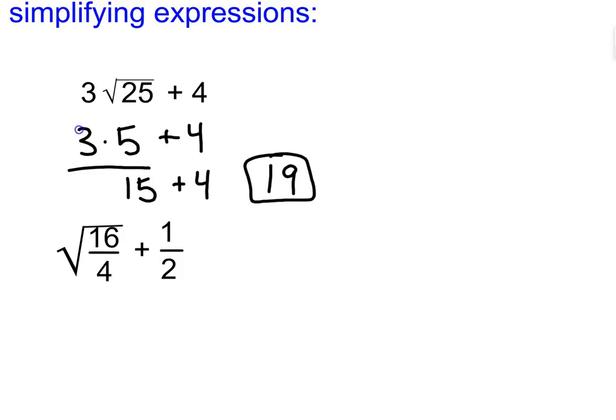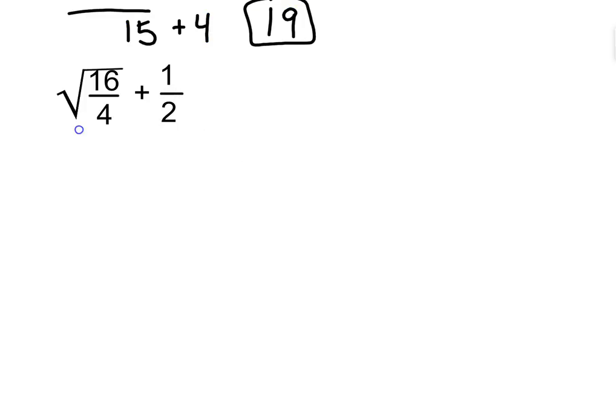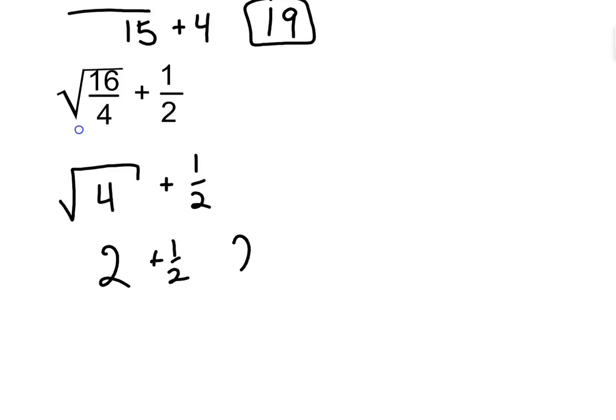Here's another example. The square root of 16/4 plus 1/2. Well, 16/4 can be reduced to a simpler number. 16/4 is really 16 divided by 4, which we should know is just the number 4. So rewriting that fraction as a whole number, if possible, is a very good route to take. And from here, the square root of 4 is 2, plus 1/2. Our solution is 2 and 1/2.